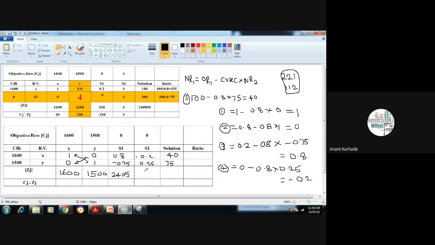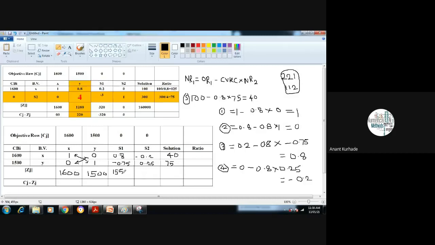Have you added or subtracted? It is minus actually. See, it is the addition: 1600 into 0.8 plus 1500 into minus 0.75. It is addition, so it will subtract here. Tell me, fast. 155. 155. Go for the next one.